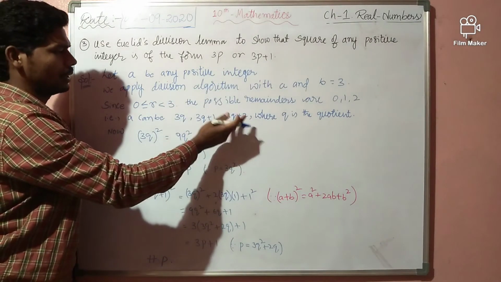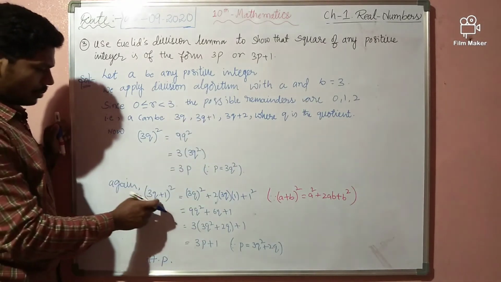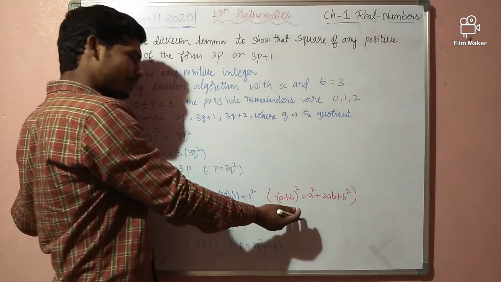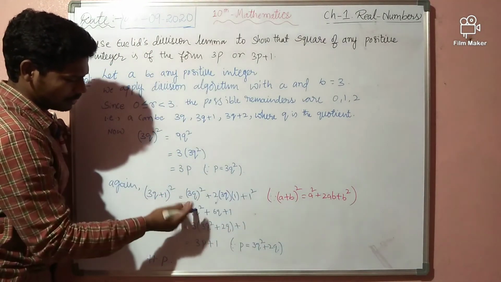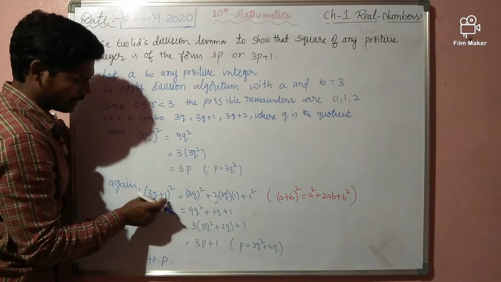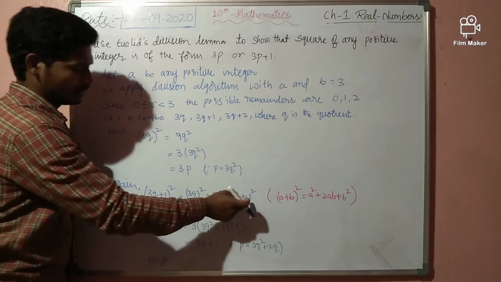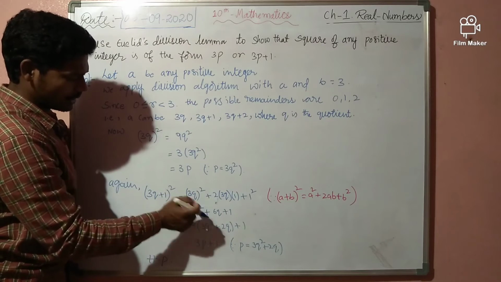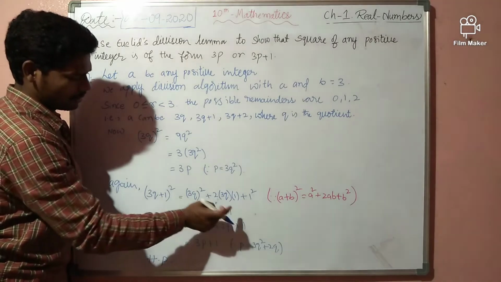Next, again 3p plus 1. So here the second one, 3q plus 1. So 3q plus 1 whole square is in the form of a plus b whole square, that is equal to a square plus 2ab plus b square. So write in that form, 3q square plus 2ab. In place of a we have 3q, in place of b we have 1. So you can write 3q into 1 into 2. So b square is nothing but 1 square. So 3q whole square is 3 square is 9, q square as it is, plus 2 threes are 6, 6q plus 1, 1 square is 1.